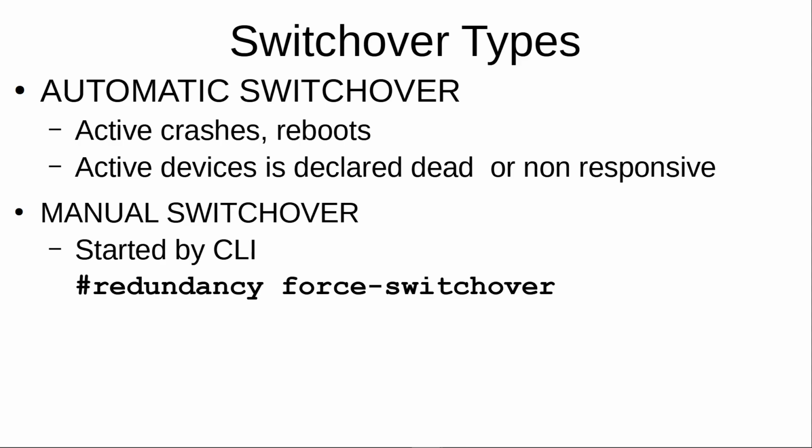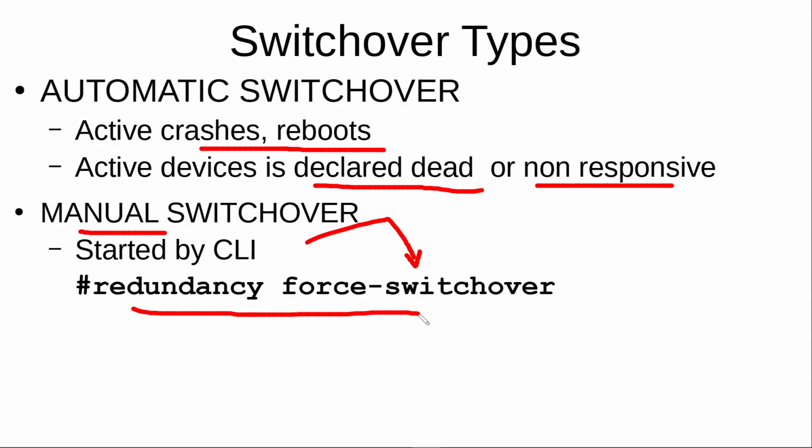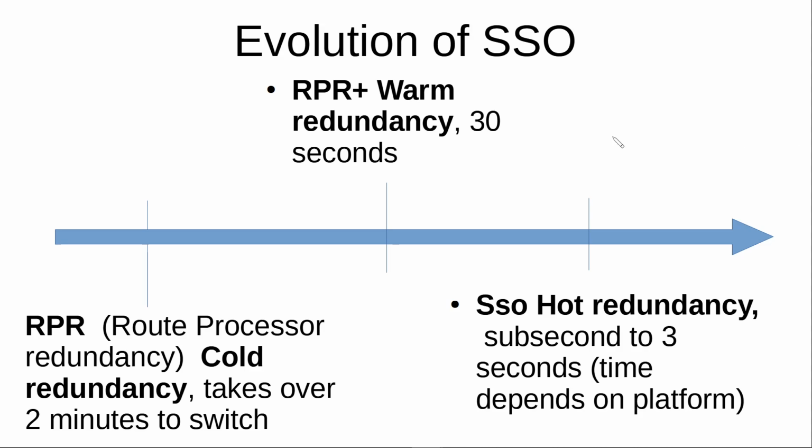There are two types of switchover. You can have an automatic switchover if the active device crashes, reboots, or is declared dead or non-responsive. And there is a manual switchover that you can start if you issue the command redundancy force-switchover from the command line interface.